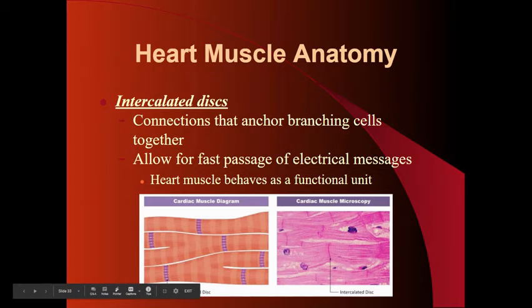In between individual muscle cells are intercalated discs. These are connections that anchor branching cells together, and their main function is to allow for a fast passage of electrical messages. So the heart can get a signal, and through the intercalated discs, it can make sure that all of the heart muscle cells function in unison, so the heart behaves as a functional unit.